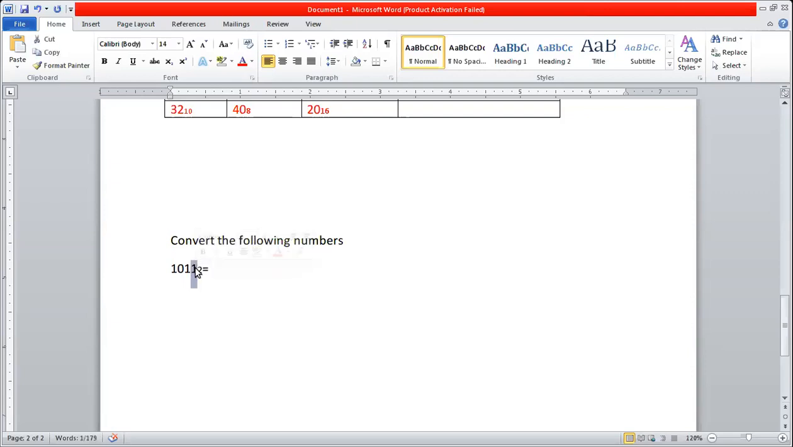So this LSB, the least significant bit, has the position of 2 raised to 0. 2 raised to 0. Okay.